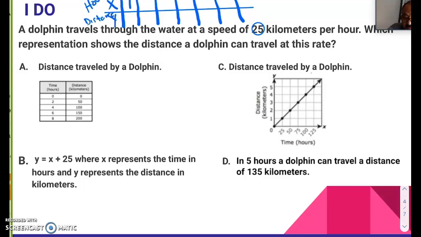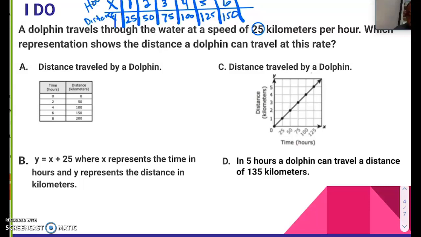So I know that after 1 hour, the dolphin travels 25 kilometers. At that rate, I know that after 2 hours, it will be 50. After 3 hours, he would have traveled 75. 4 hours will be 4 times 25 is 100. 5 hours, 5 times 25 is 125. 6 hours would be 150.